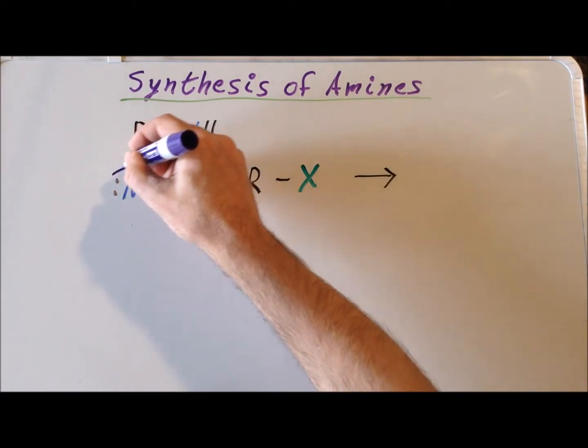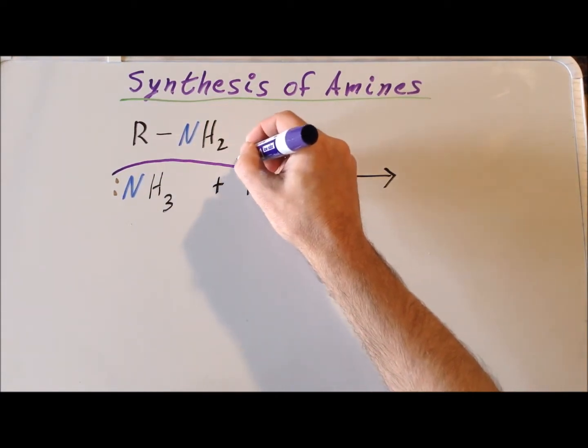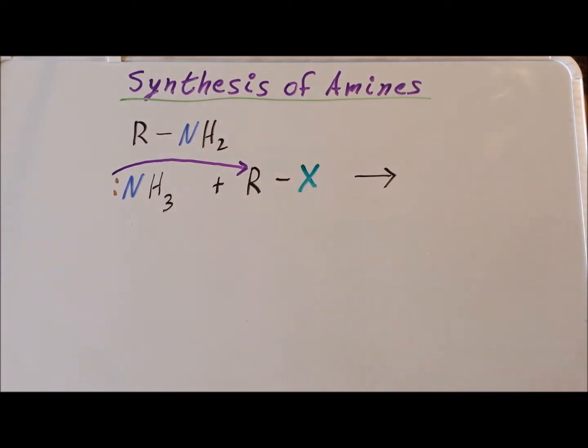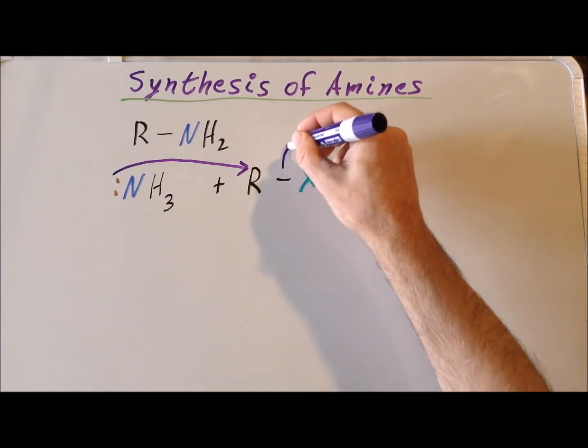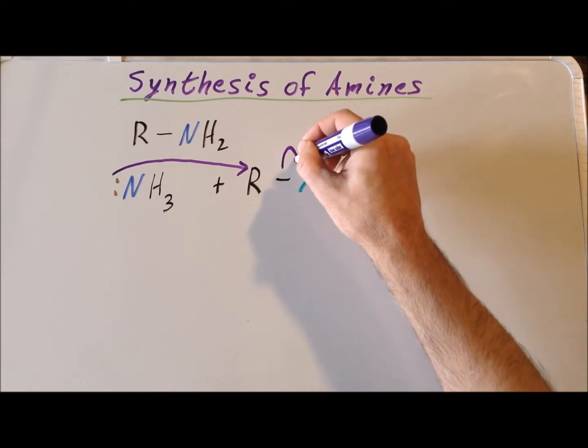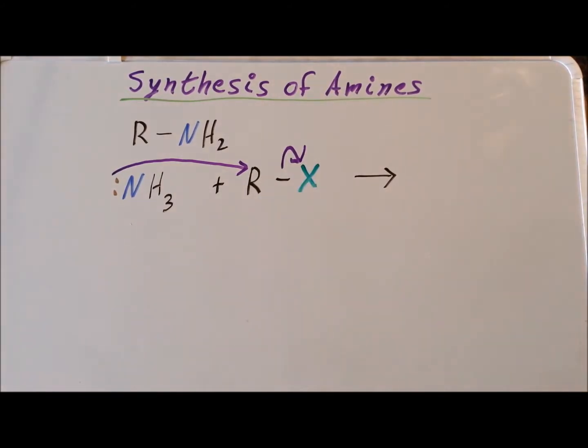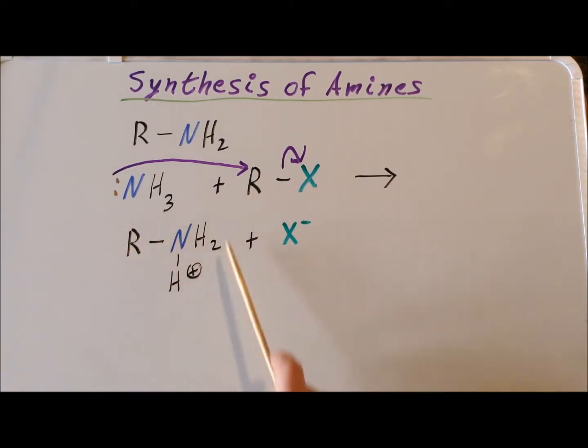So the lone pair on the ammonia will attack the electron deficient carbon, while at the same time, simultaneously in the transition state, the carbon halogen bond will break, with the electrons going with the halogen to form a halide ion. The result of the substitution gives us a protonated primary amine and the halide ion, which was the leaving group.